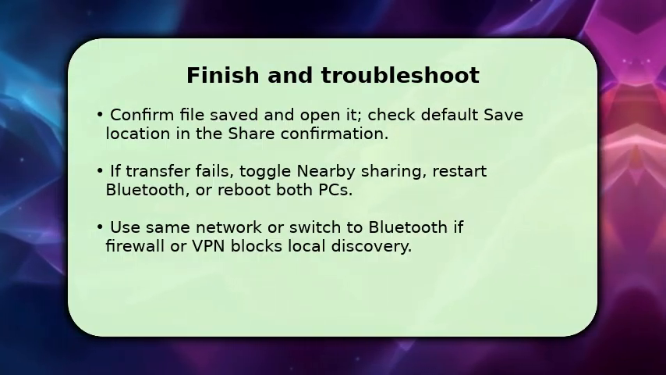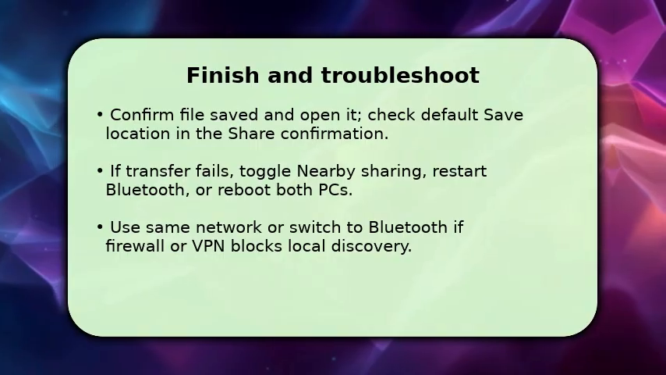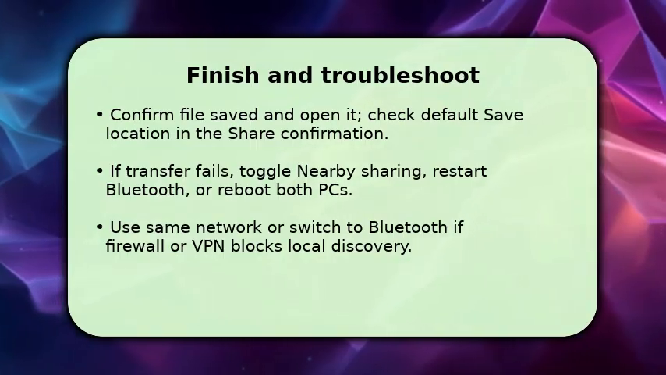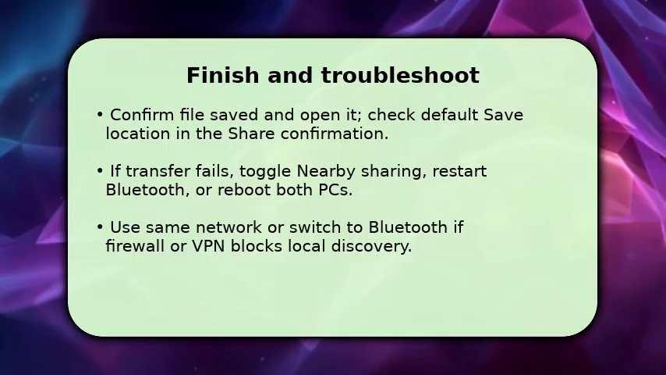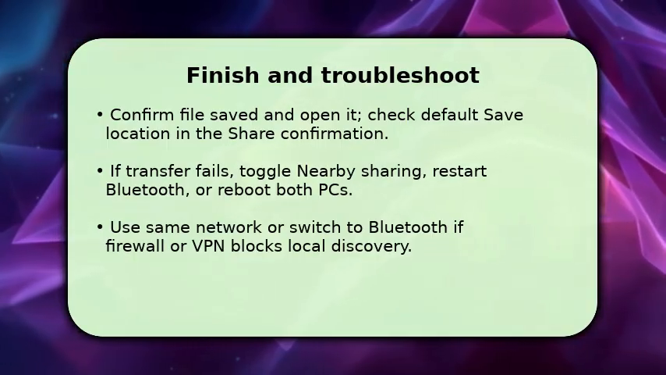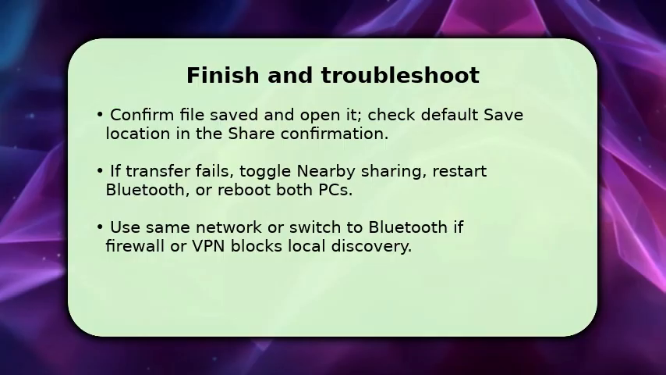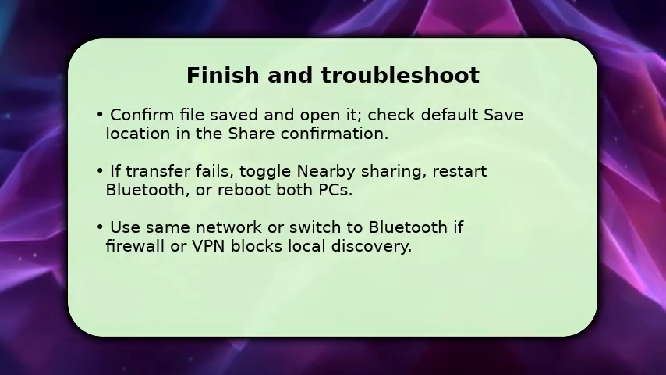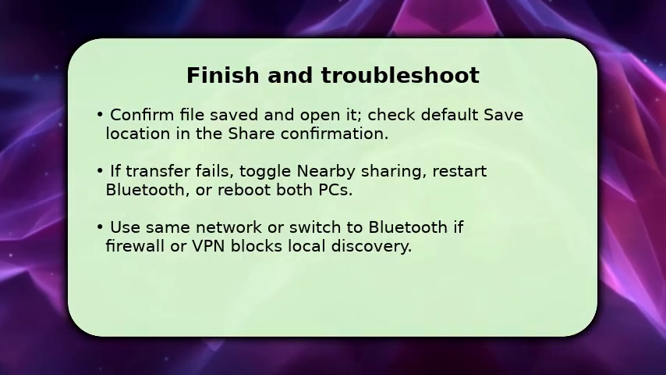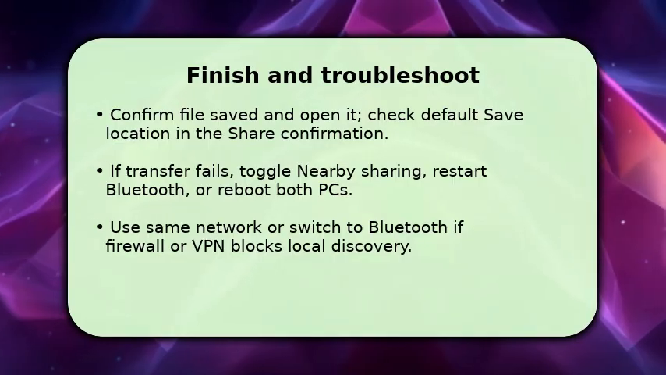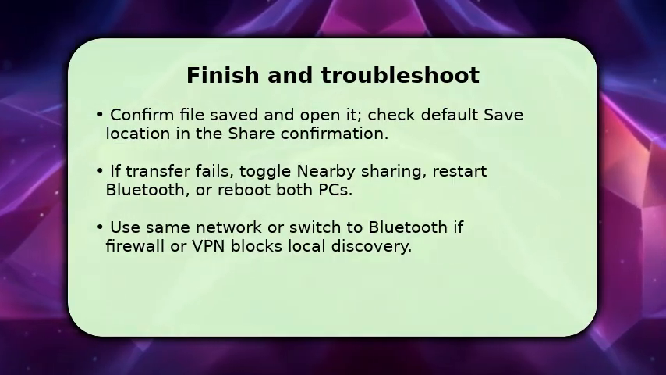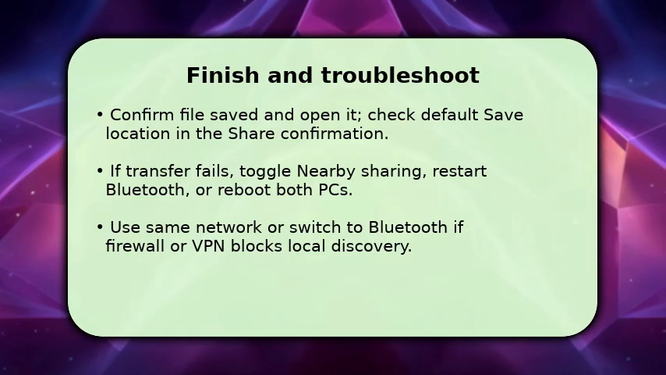If something goes wrong, restart nearby sharing, turn Bluetooth off and on, or reboot both machines to clear caches. Also check firewall and VPN settings, those often block discovery. Switching both devices to the same local Wi-Fi or using Bluetooth-only mode usually resolves visibility issues. One key tip: temporarily set nearby sharing to everyone nearby while troubleshooting, then revert for security.